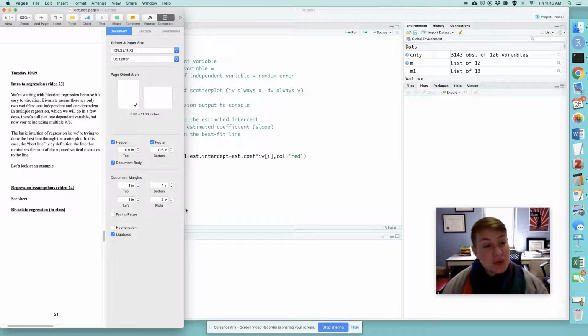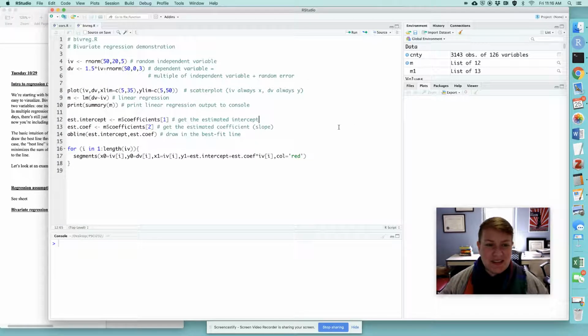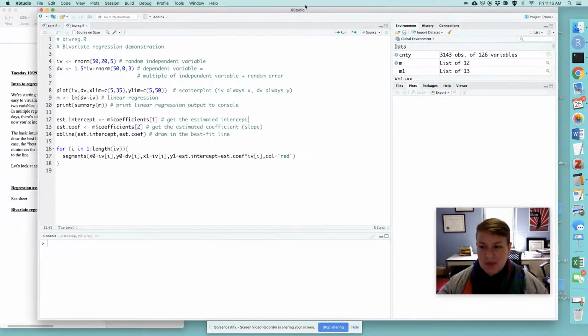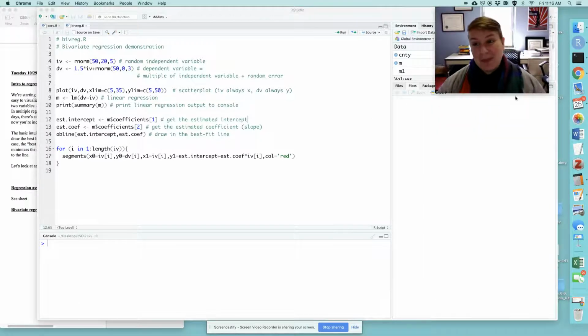The basic intuition of regression is that we're trying to draw the best line through a scatter plot of X and Y. But there's a very particular definition of what the best line is, and that is the line that minimizes the squared vertical distance from the actual points to the estimated line. So I'm going to show you by way of an example, moving myself up to the top of the screen again, kind of how this works.